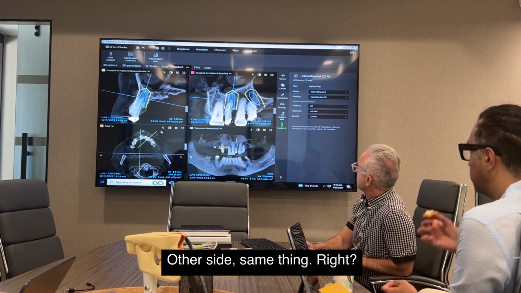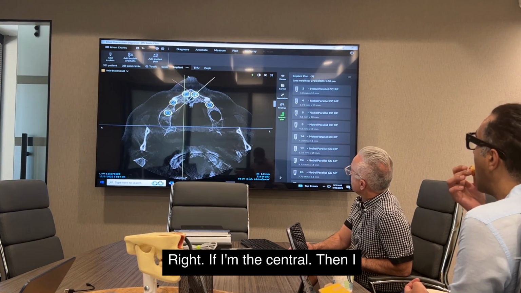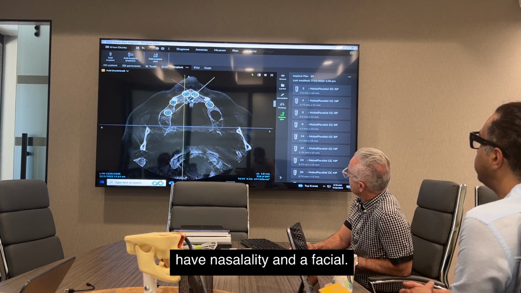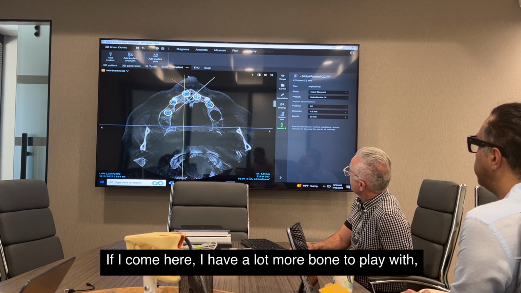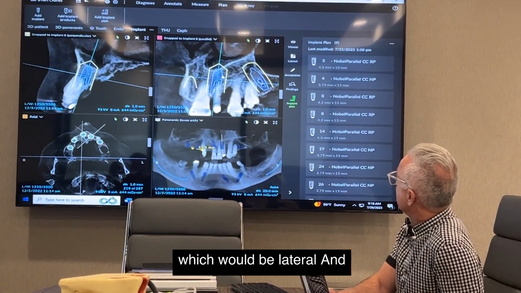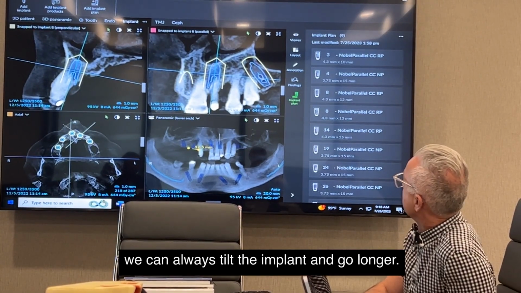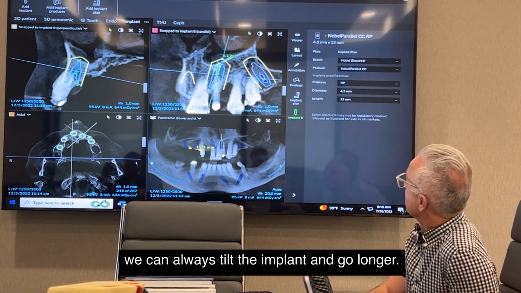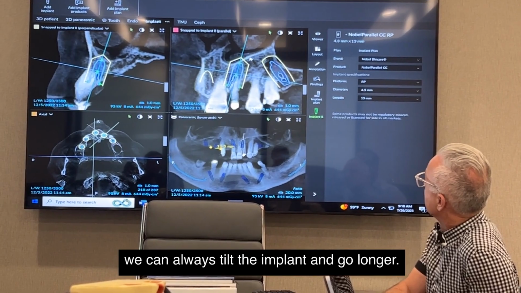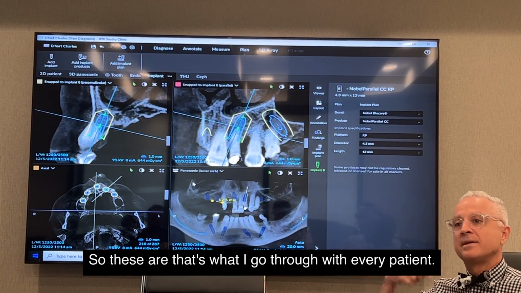Other side, same thing, right? Do I want to be in the central? If I'm central, then I have nasopalatal and a facial. If I come here, I have a lot more bone to play with, which would be my lateral. And if I need to, we can always tilt the implant and go longer. So that's what I go through with every patient.